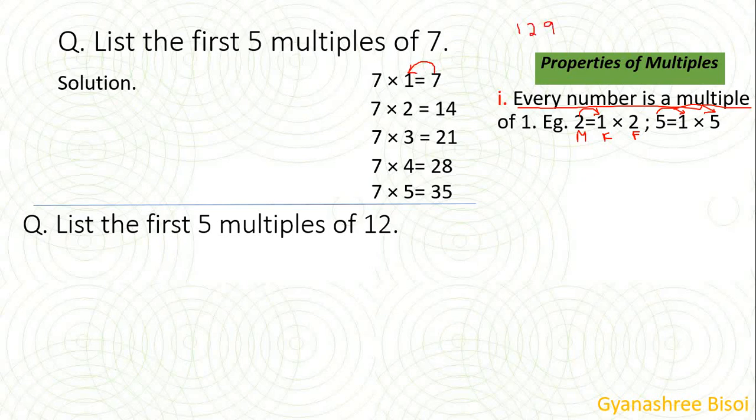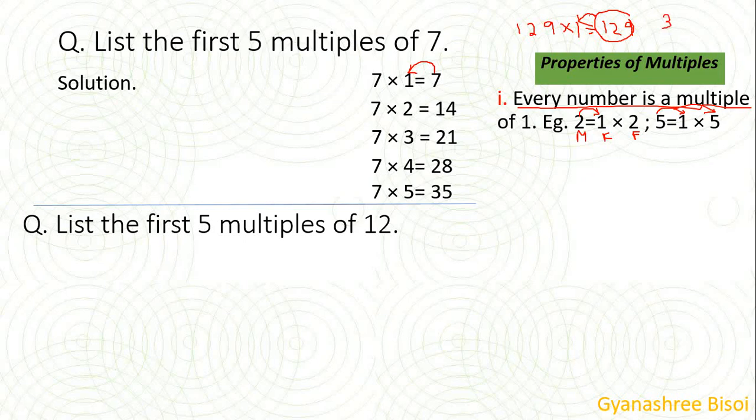129 multiplied by 1 equals 129. So, 129 is a multiple of 1. But why does this happen? This happens because if you take any number and multiply it by 1, you will get the same number.